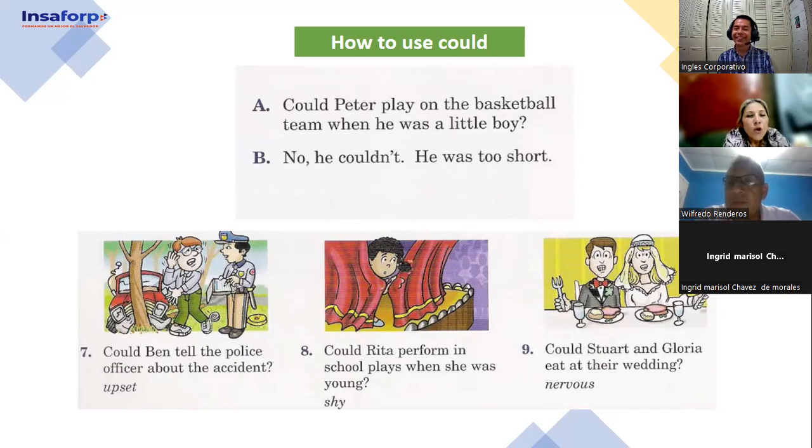Okay. Could Ben tell the police officer about the accident? No, he couldn't. He was too upset. Upset. Estaba muy conmocionado. ¿Conmocionado o decepcionado? No, conmocionado. Conmocionado, in shock. Yes, in shock. Okay.